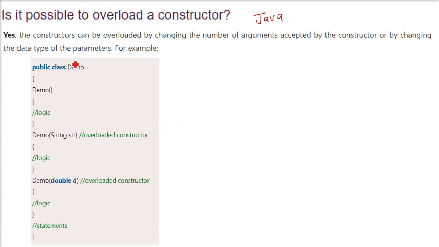So this is the class called demo. This is also demo, so apparently it is your constructor. Similarly, you have three constructors here. The first one has no parameters. One has a parameter string, and this has a parameter double. These are formal parameters. So you can overload a constructor.